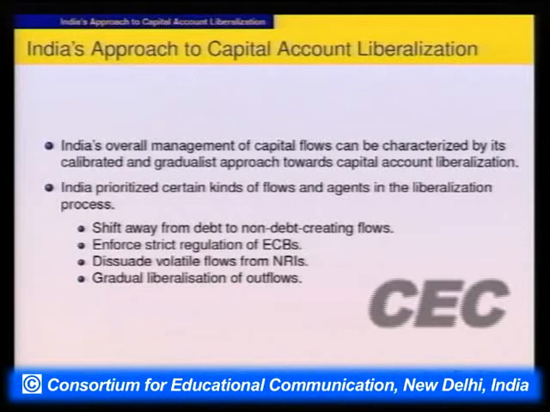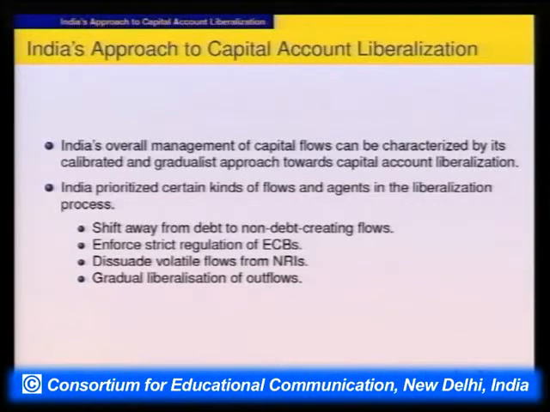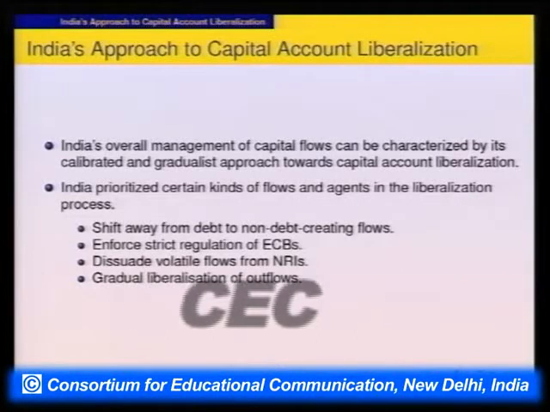Volatile flows, even if they are from non-resident Indians, have been dissuaded. We only want stable flows. That has been the guiding principle. And finally, in the recent years, we have seen that as more and more stable flows have started coming into the country, there has been a gradual liberalization on outflow.